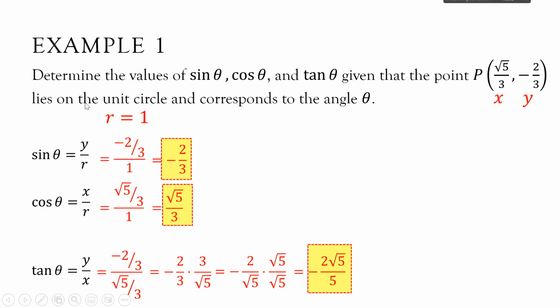A key thing that I want to note here is that we were allowed to do this very quickly with r because I told you that we were on the unit circle. If I don't have these four words, on the unit circle, then I have to figure out what r is technically.